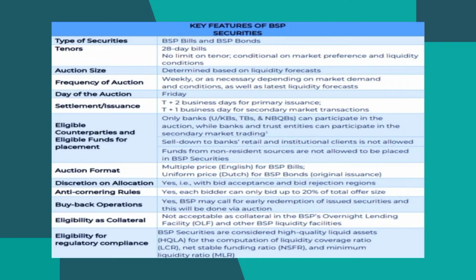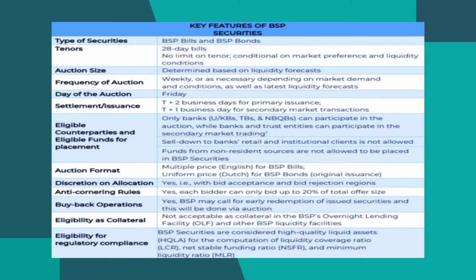So, meron tayo dito. First is the type of securities. Ito nga yung BSP bills and BSP bonds. Yung tenors, which is 28-day bills para sa bills, and no limit on tenor, conditional on market preference and liquidity conditions. And yung auction size is determined based on liquidity forecast din siya.